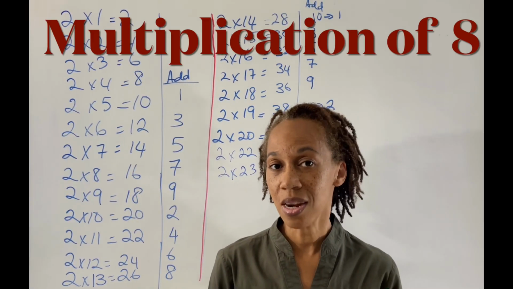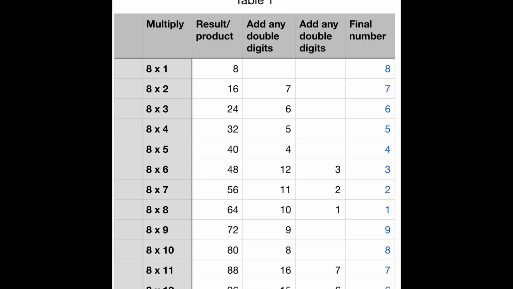Let's multiply the number 8. 8 times 1 is 8. And then 8 times 2 is 16. And then we are going to add the 1 plus 6, which is 7. 8 times 3 is 24. We're going to add the 2 plus 4, which is going to be 6. And then 8 times 4 is going to be 32. We're going to add the 3 plus 2, which is going to be 5.